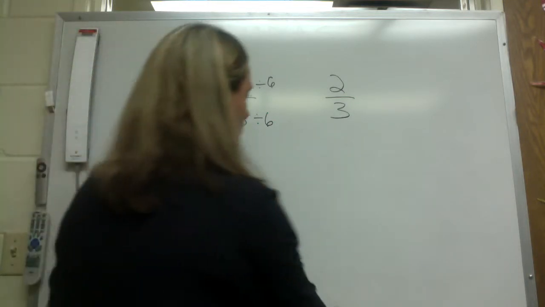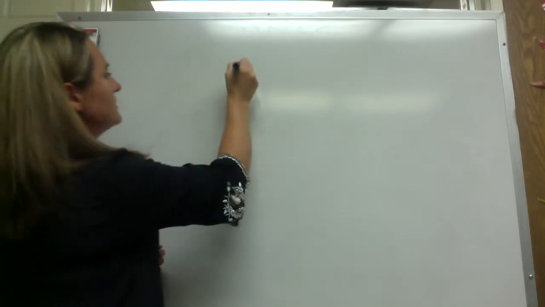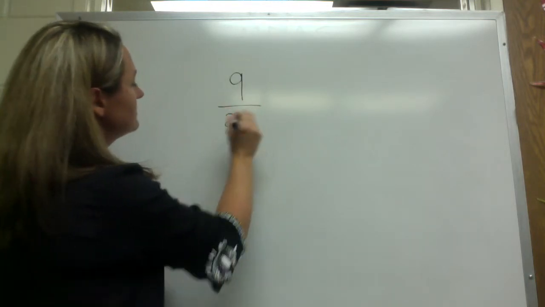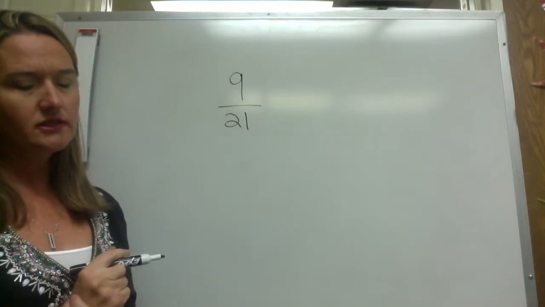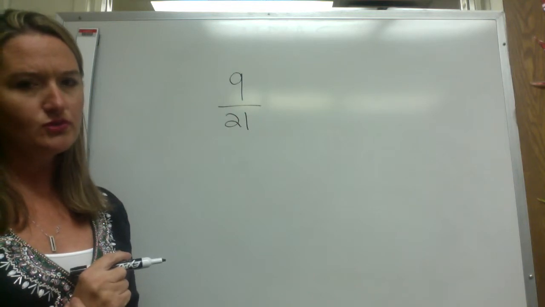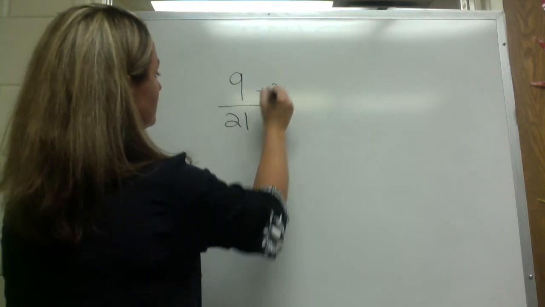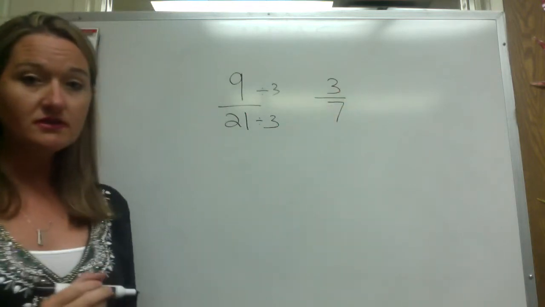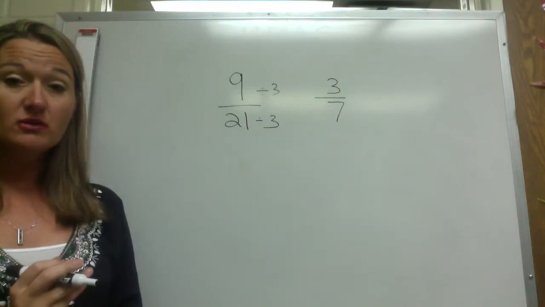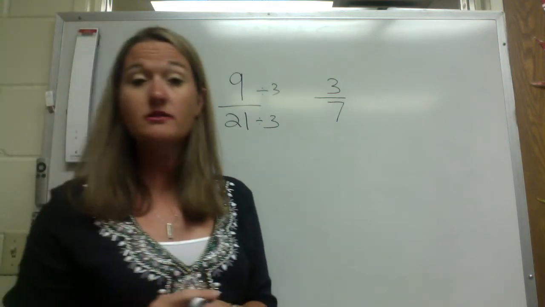One more. And this won't be a repeat. Let's do 9/21. Think to yourself, greatest common factor. What's the biggest number that goes into both 9 and 21? Well, it's 3, right? 9 divided by 3 and 21 divided by 3 gives me 3/7. 3/7 is 9/21 in simplest form. I think that's it for this lesson. So, good luck.